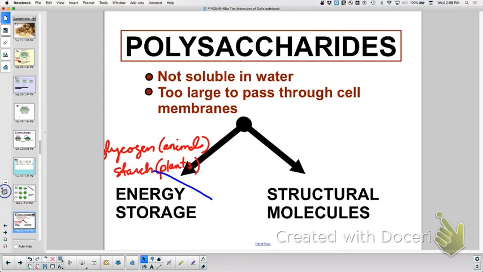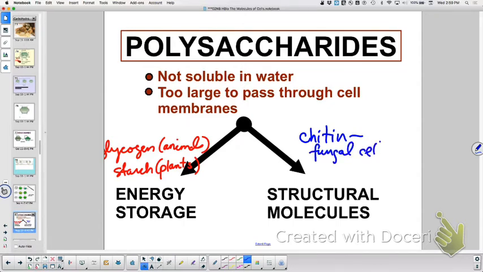Do you remember the ones that are used for structure? Chitin. Okay, what is chitin used for? It's fungal cell walls and the exoskeletons of insects. Okay, what was the other one? Cellulose. What is cellulose used for?